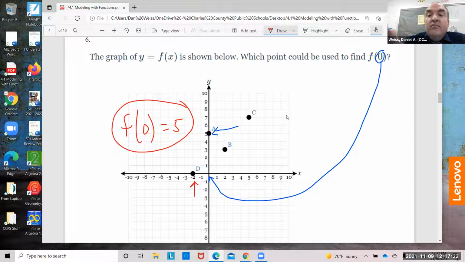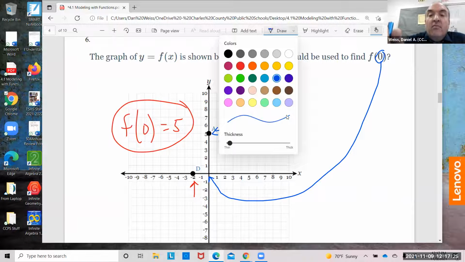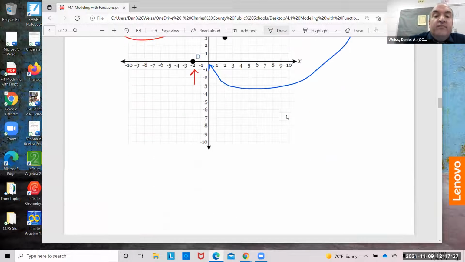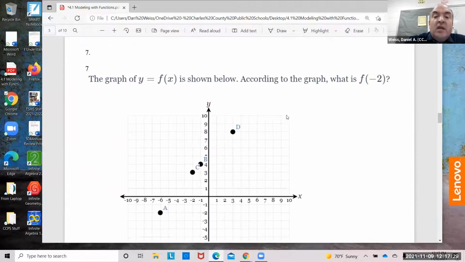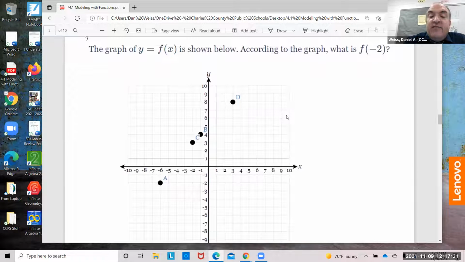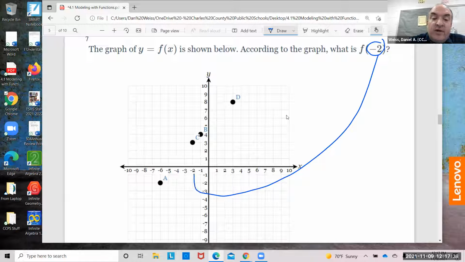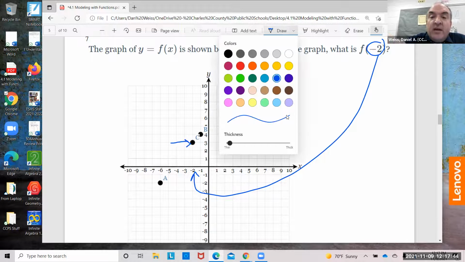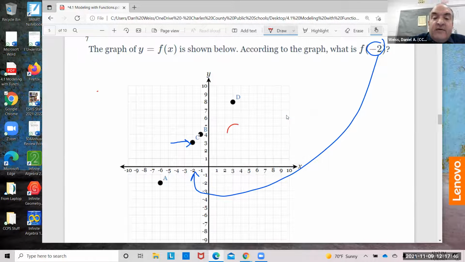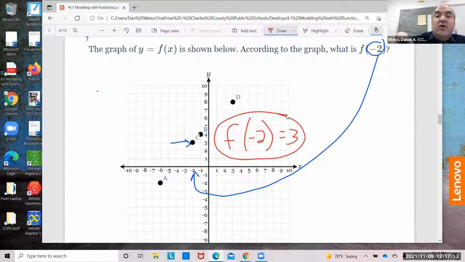All right. What is f of negative 2? All right. So now we're looking for where x is negative 2, y is 3. So f of negative 2 equals 3.